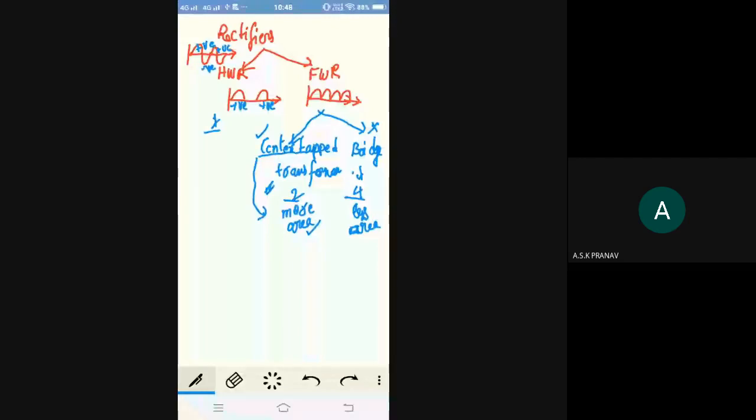Okay, does everyone understand the classification of the rectifiers? Are there any doubts? Am I audible to everyone? Yes, sir.